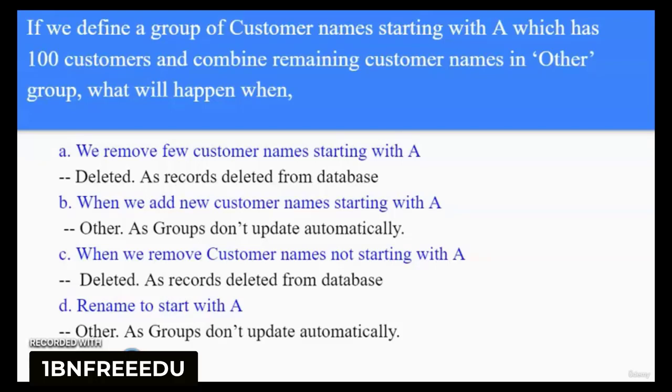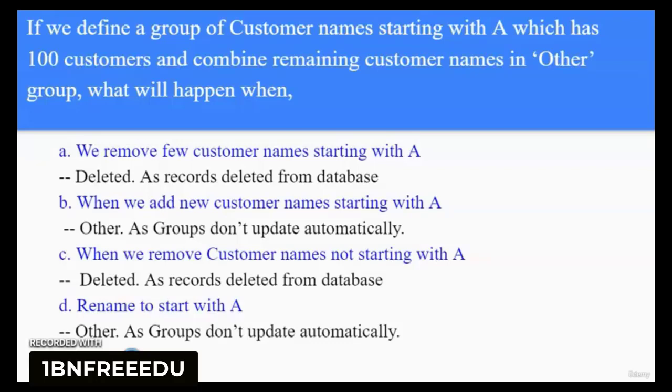So groups is used when we want to combine some of the values to compare it with remaining. Groups are created manually and is not updated automatically. So what will happen when we remove few customer names starting with A? So it is deleted as the records from the database also deletes. Next, when we add new customer names starting with A, so it will go into other category as groups don't update automatically. Third, when we move customer names not started with A, that will also be deleted as the records are deleted from the database side.